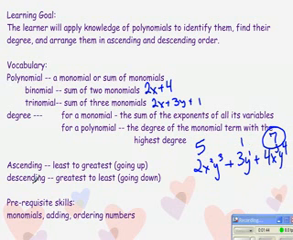Alright, you will also need to know what ascending and descending mean. They're going to ask you to put numbers in ascending order. That means from the least to the greatest, in other words, going up. Descending means from greatest to least, going down.